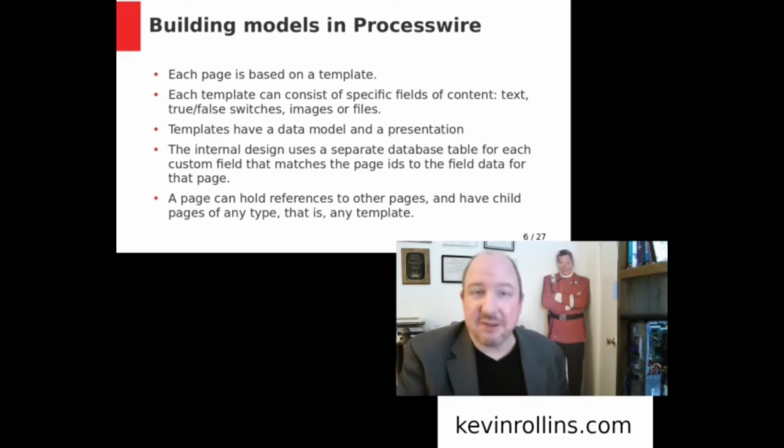Again, that's a terminological detail, but I think it's really important for how we're thinking about this. So each template consists of specific fields of content, and that can be text fields or Boolean true/falses. It could be images. It could be files. There's quite a few. If you install ProcessWire and look at the fields menu, you can see the kinds of things you can create, and there's already a whole bunch of fields ready for your use.